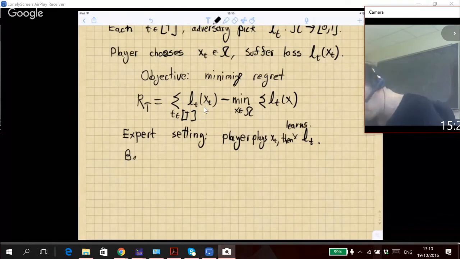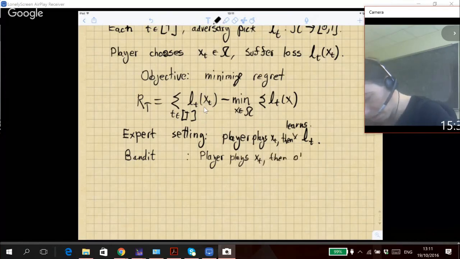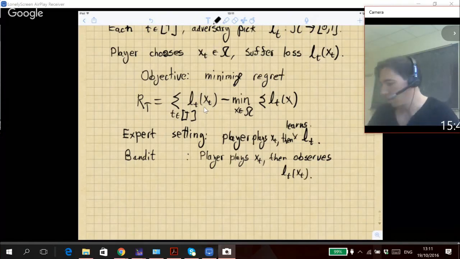Good. And the bandit setting is the case where the player only observes what he has lost. So the player, again, plays XT, and then observes only the loss at the point that he played, so LT of XT. Okay?